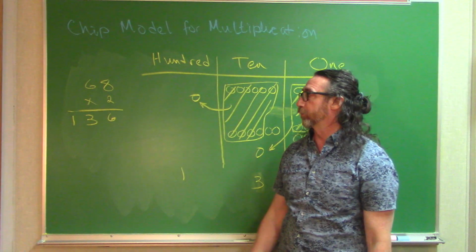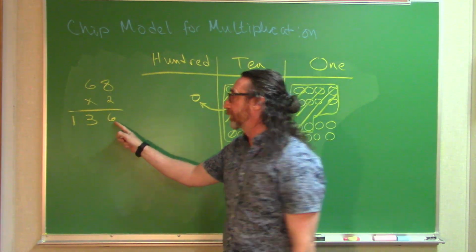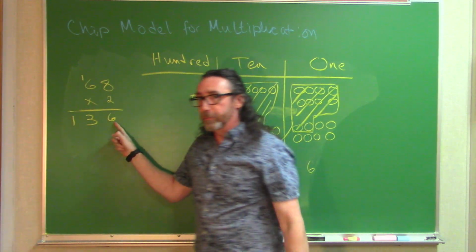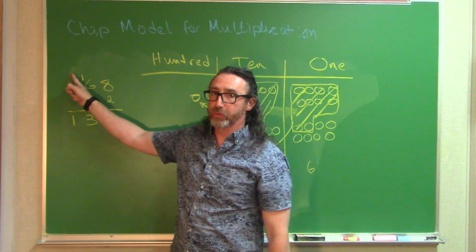Okay? Now if we go and compare this to the standard pencil and paper algorithm, we can see where the carrying and stuff comes from. 2 times 8, we know that is 16. We write down the 6, carry the 1. 2 times 6 is 12 plus the 1.